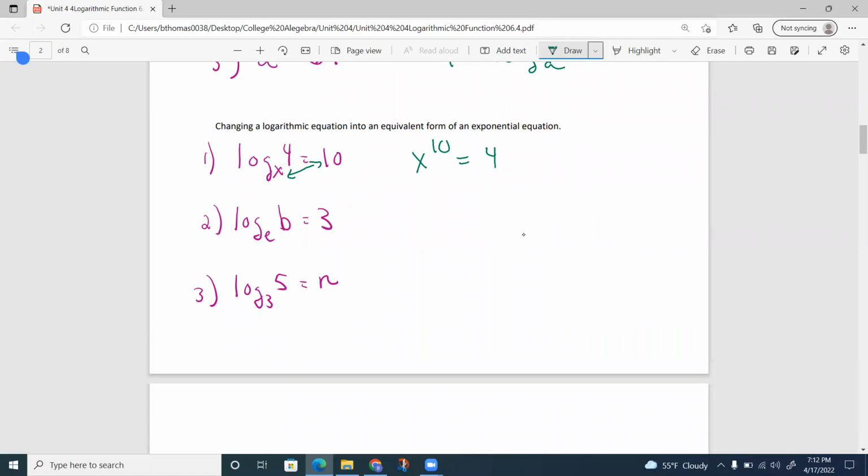So if I have the log of b base e equals 3, again, the base is the e, the exponent is the 3, that becomes one side of the equation, and that's going to equal then this b. So again, the e and the 3 go together to create one side of the equation, and that creates the exponential form of the logarithmic. So if I have log of 5 base 3 is equal to n, the exponential form is going to be 3 to the n is equal to then this 5. That's going to be the exponential form.